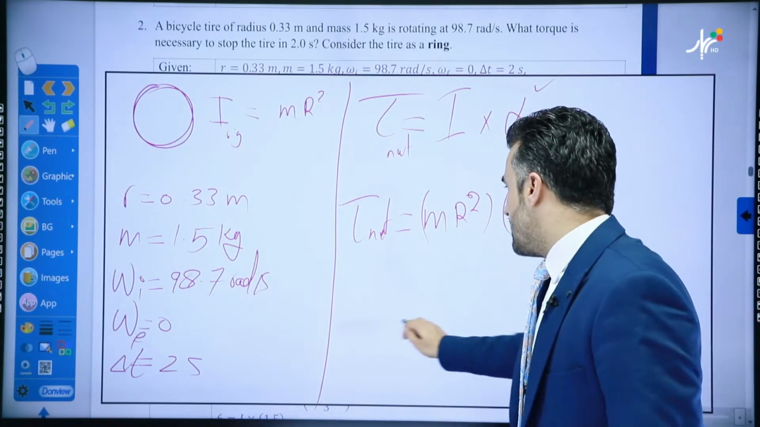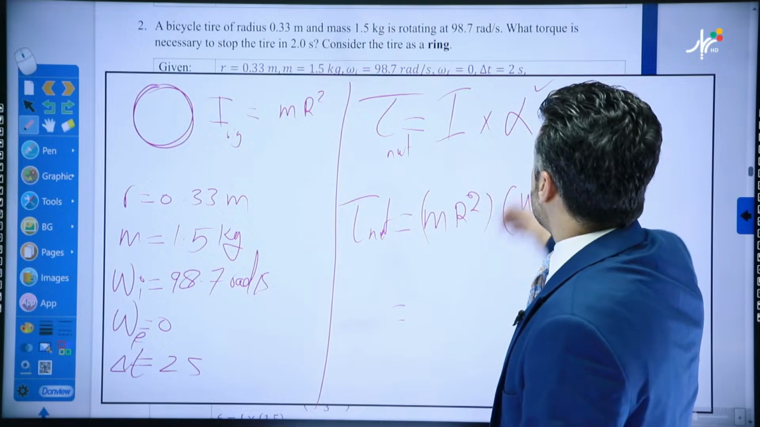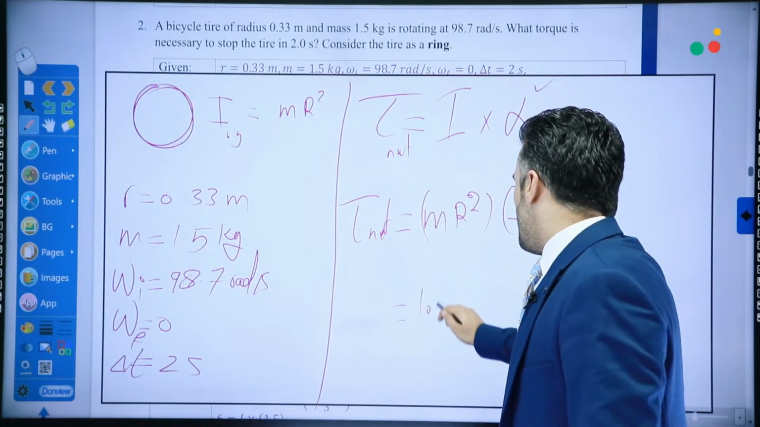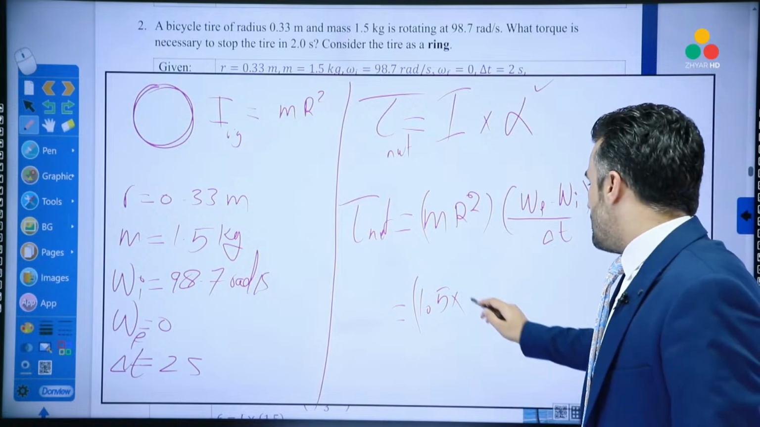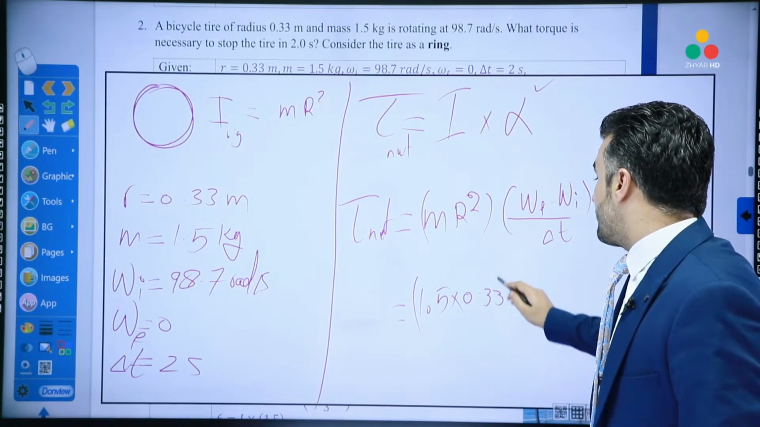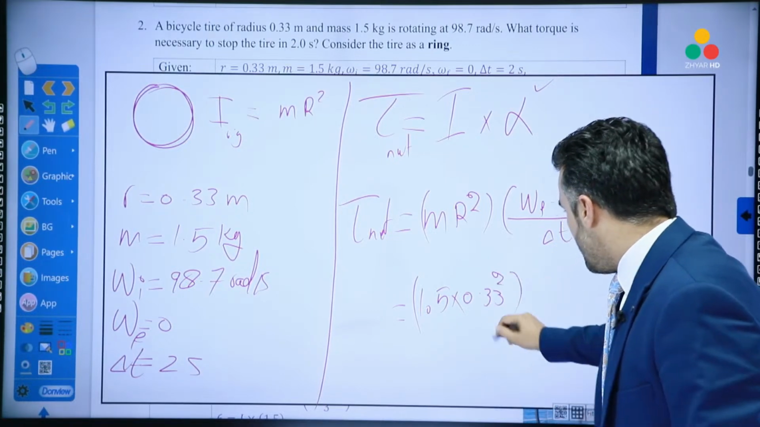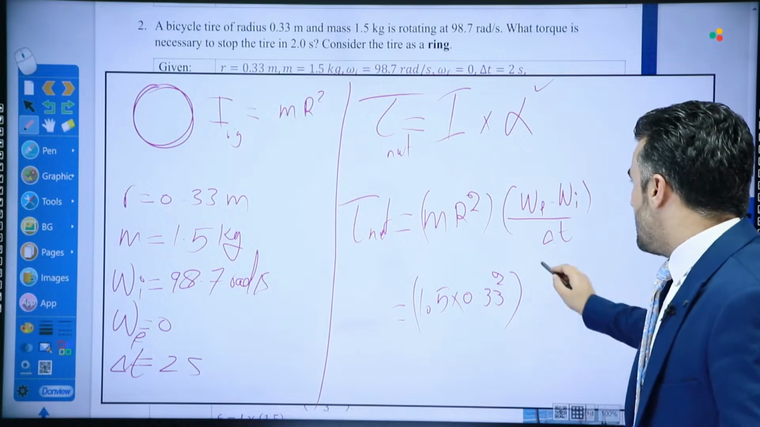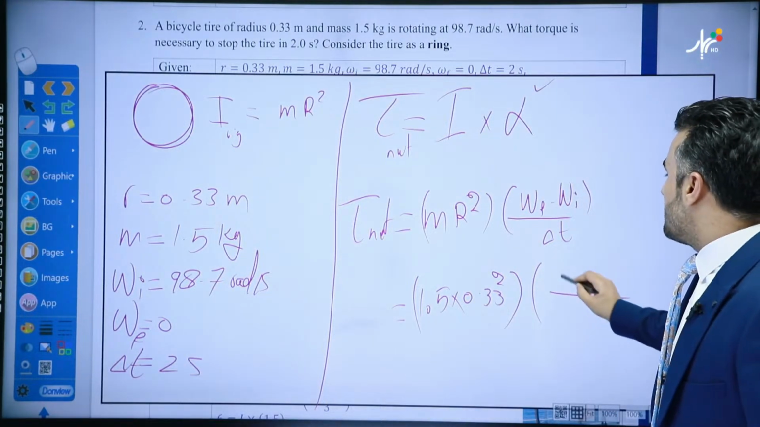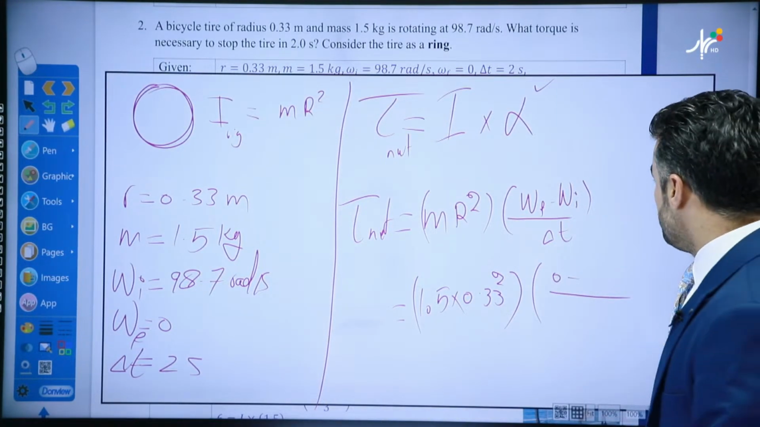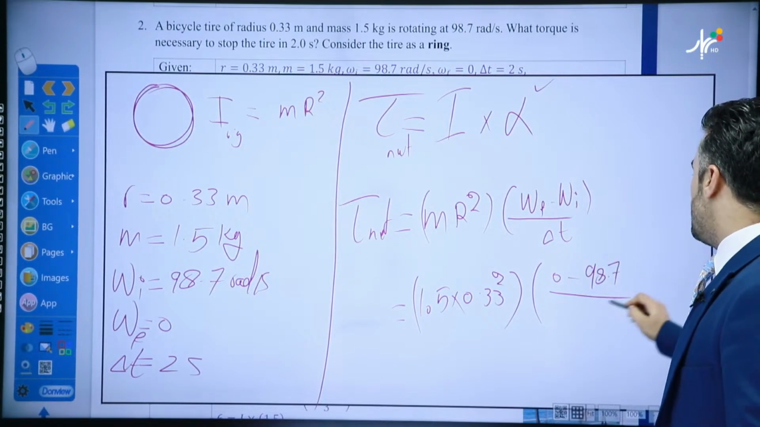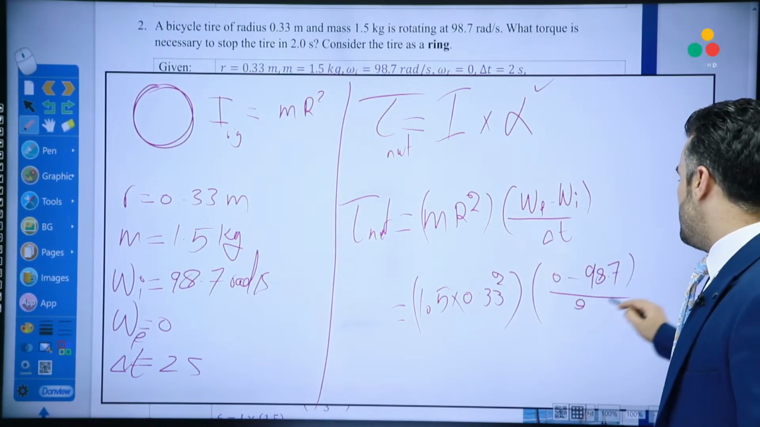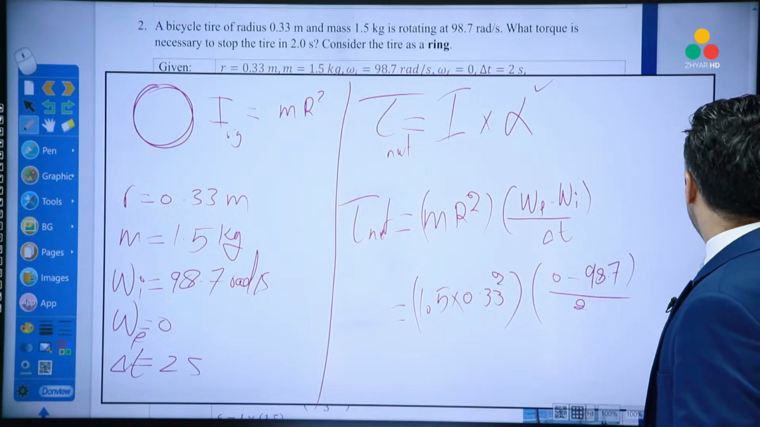I hope so. So the mass was 1.5, multiplied by the radius, which was 0.33. Don't forget, this is squared, only the radius squared, not the mass. And then multiplied by omega final, which is 0 because we're going to stop it, minus omega initial, 98.7, in a time of 2 seconds. Let's erase this.